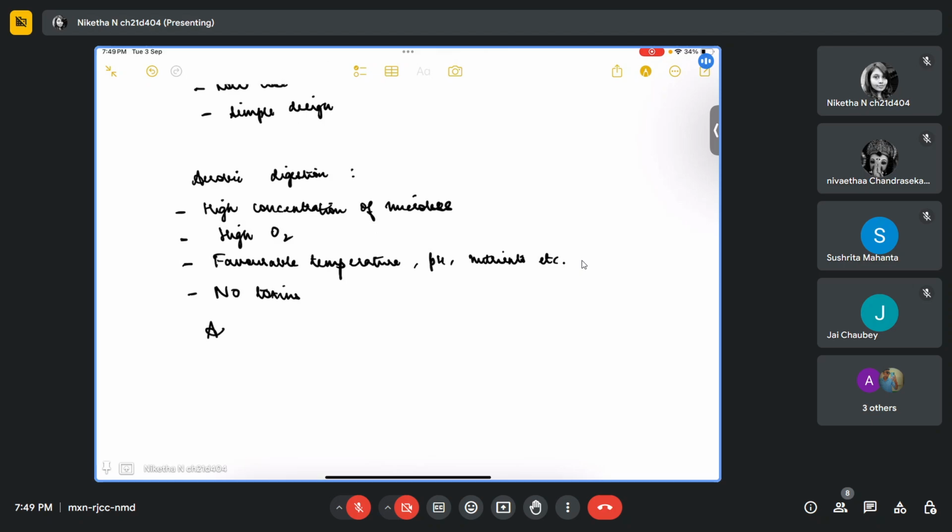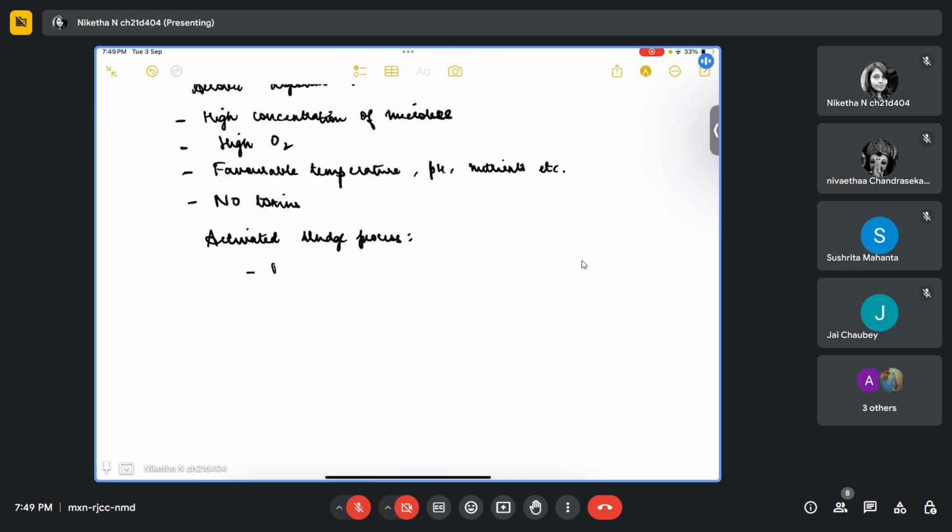Then the activated sludge process. In this process, the bacteria along with organics are agitated and the organics are oxidized.